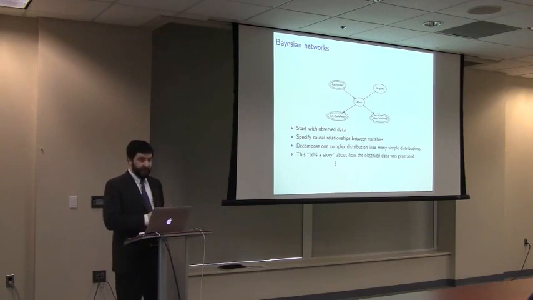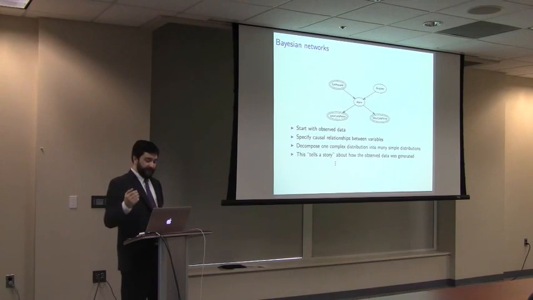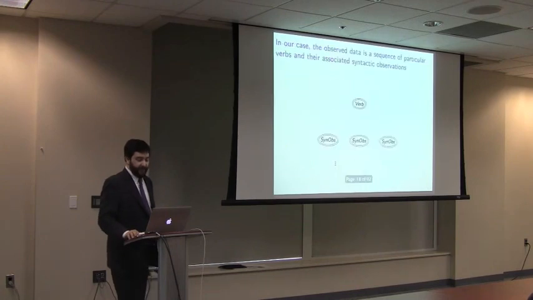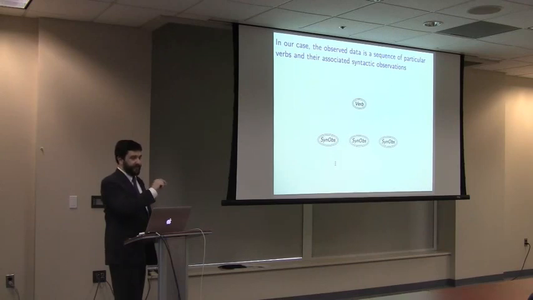I assume that I'm not going to go into describing what Bayesian networks are that deeply. I'll just say that we start with observed data, which are the double circled nodes. We specify causal relationships and probabilistic structure between the variables. And this essentially decomposes a potentially complex distribution that's global over all variables into a composition of many simple local distributions over subsets of the variables that are much easier to reason about. And the graph tells a story about how the observed data was generated.